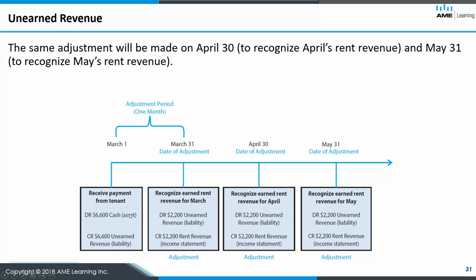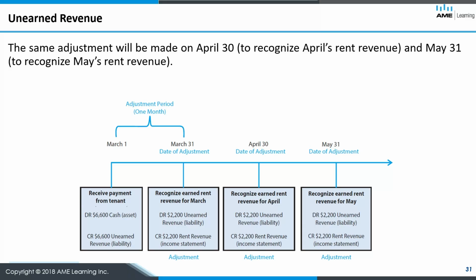So the original entry is to book the cash and the unearned revenue, and then every one of the 3 months after that initial payment period, we just do the same entry where we record $2,200 of rent revenue, and we reduce the liability by 1/3 until those 3 months pass, and we no longer have an unearned revenue liability at all because we now have earned all that revenue.